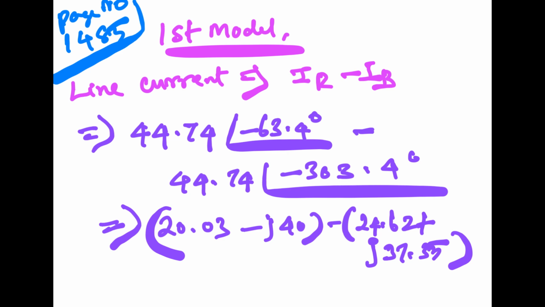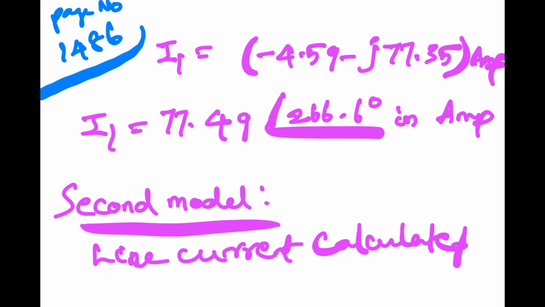First model: we find the line current as the phasor difference of IR and IB, that is IR minus IB. 44.74 angle of minus 63.4 degree minus 44.74 angle of minus 303.4 degree. Using the calculator we find the answer, seen on the next page. I1 is 77.49 angle of minus 93.4 degree in ampere.